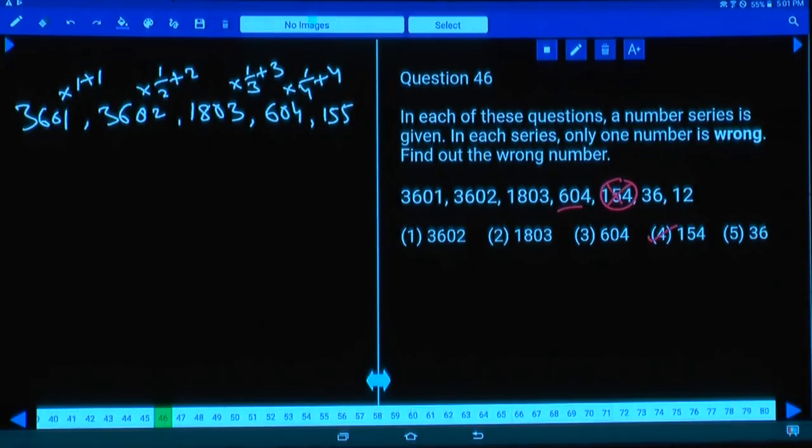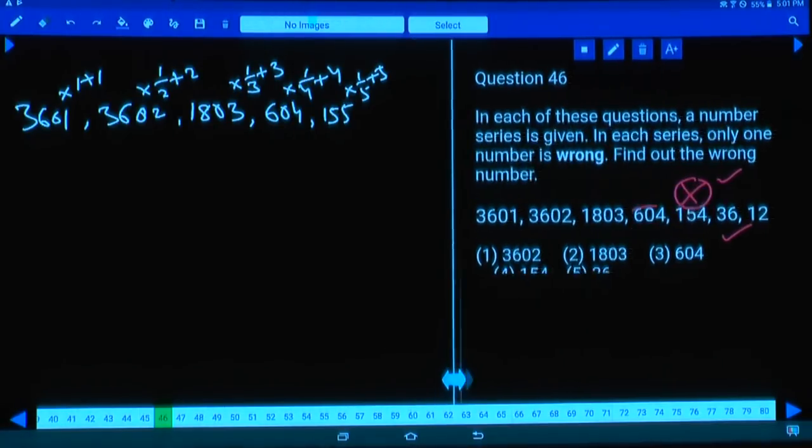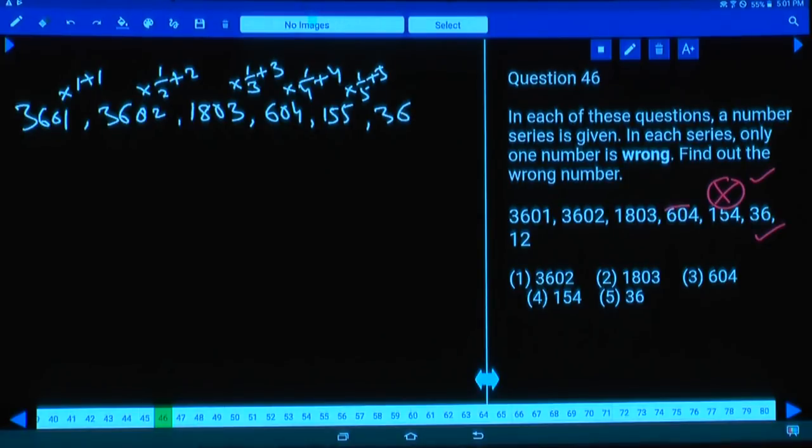And what is the next one here? Into 1 by 5. Now 155 into 1 by 5 will be how much? 31. 31 plus 5, hence it is 36. Are you following this one or not? If this is 36, next one into 1 by 6 plus 6. Into 1 by 6 is 6, plus 6 is 12. What is the wrong number here? 154 is the wrong number. That is question number 46, choice 4. Each of these numbers is multiplied by 1 by 1, 1 by 2, 1 by 3, 1 by 4, 1 by 5, 1 by 6, plus 1, plus 2, plus 3, plus 4, plus 5, plus 6.